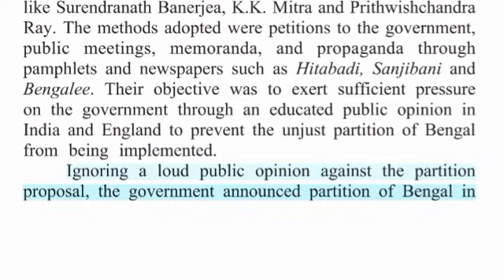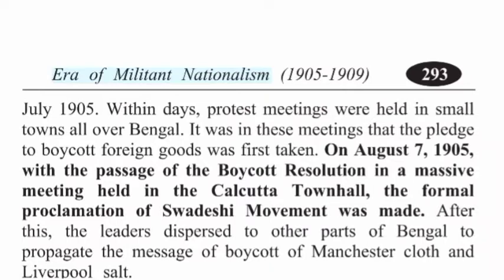Ignoring a loud public opinion against the partition proposal, the government announced partition of Bengal in July 1905. Within days, protest meetings were held in small towns all over Bengal. It was in these meetings that the pledge to boycott foreign goods was first taken.